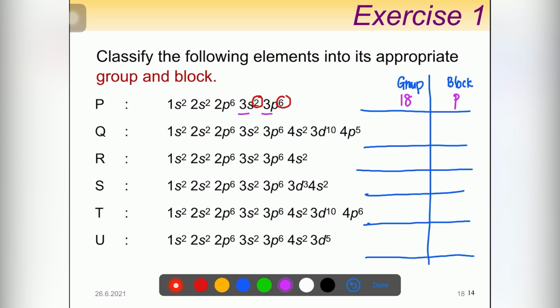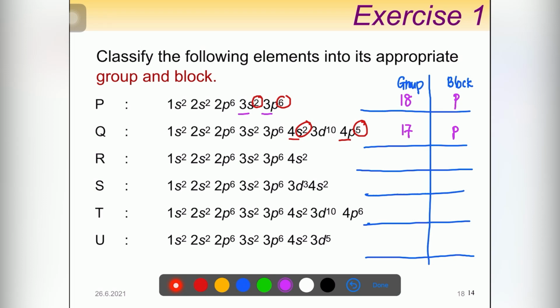For Q, the highest n is 4. There are orbitals 4s and 4p, still block p. There are 2 electrons in orbital 4s and 5 electrons in orbital p. The total is 7 valence electrons. Because it is block p, 7 valence electrons plus 10, so it is group 17.